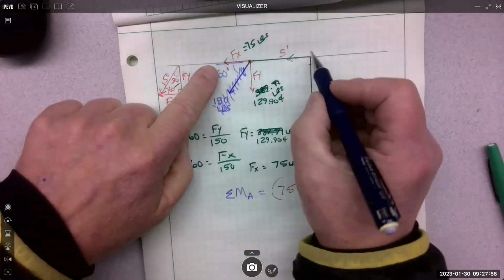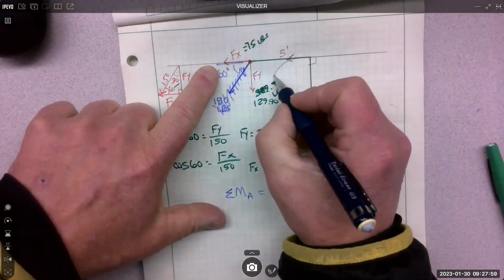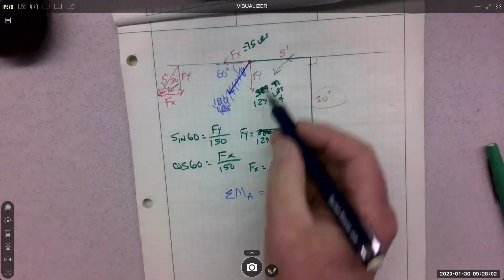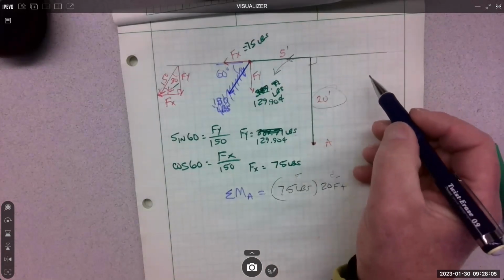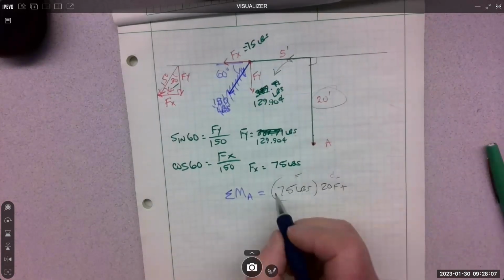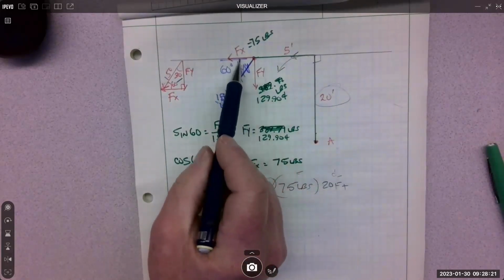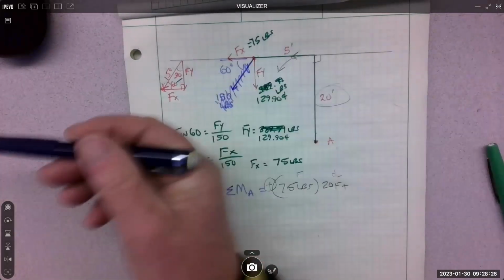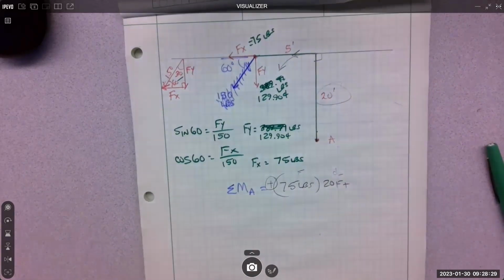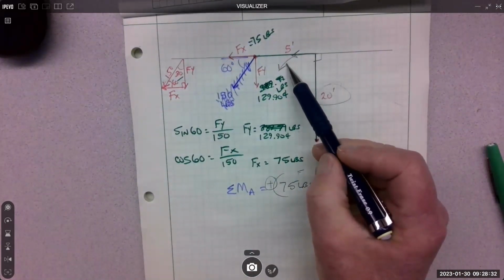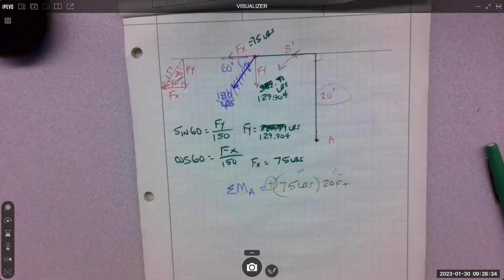So I move FX here. I attach the string. What's it do? Goes that way, which is counterclockwise, which is positive. So this is a positive moment. Rotation's totally different than translation. You're right. This force is pointing in the negative direction. You're correct. But that's the X direction. That's not rotation. Rotation is this. All right. Excellent. Now we got to do FY.